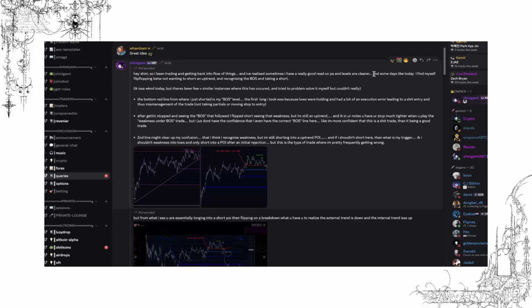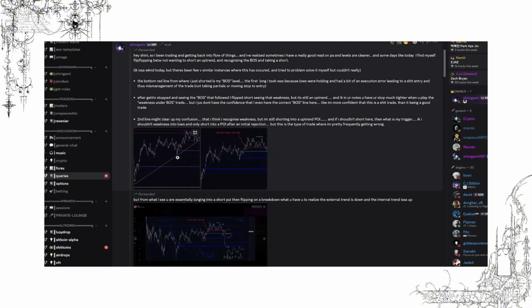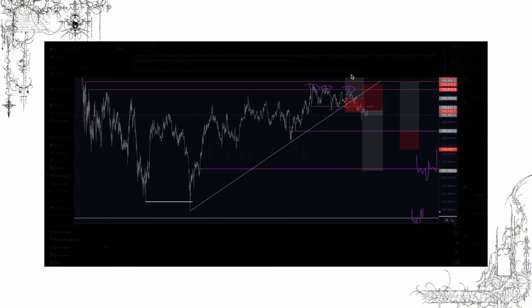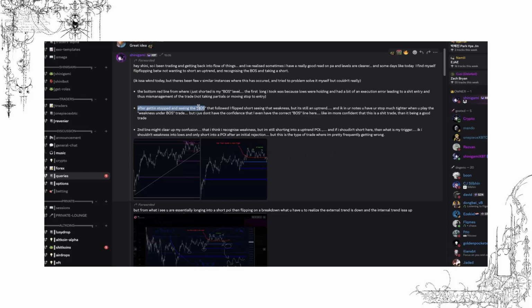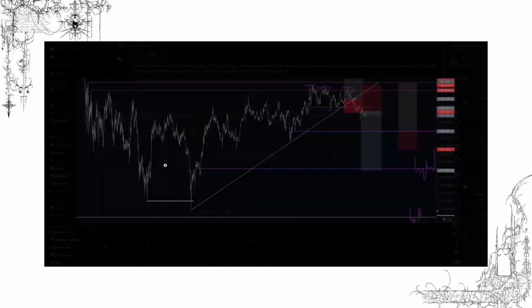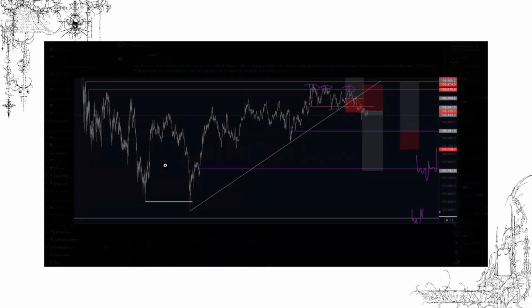Next one, and there was also the mismanagement of the trade, not taking partials. He didn't take any partials or move his stop loss to entry, so that just led to a very bad trade here. And after getting stopped and seeing the break structure that I followed, I flipped short. This is very common as well. These are some problems you will face when you have found yourself a strategy, but you have to implement the strategy in a way that's recurring long term. You have to cut off errors from that strategy, and that is where you will get to the next level.